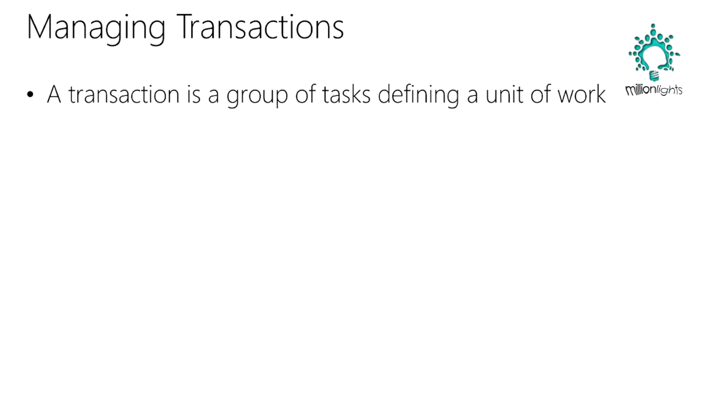So let's start off. Managing transactions. Defining a transaction first. A transaction is a group of tasks that defines a unit of work. I guess it doesn't really have to be a group of tasks, but the key point here is that it's a unit of work that either must succeed or fail together. So no partial completion is permitted.